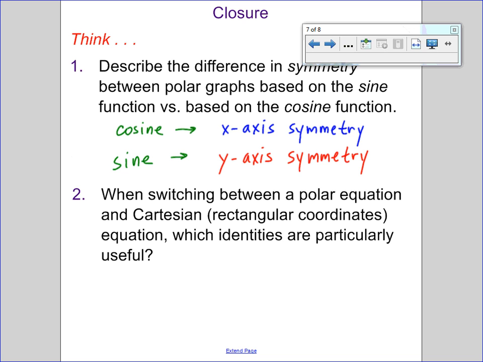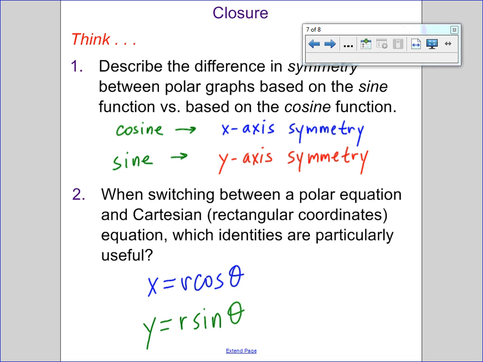So there are a couple that are relationships, right? Which identities were useful? Well, what was one that was useful when you're trying to go back and forth from polar to Cartesian? What was one that was useful? Tyler? X equals r cosine theta. Definitely, right? Our x equals r cosine theta, which goes back to our regular right triangle trig, SOHCAHTOA. That's how we developed that. What other relationships were useful? Sophia? Y equals r times sine. Yeah, y equals r times sine theta was definitely useful.